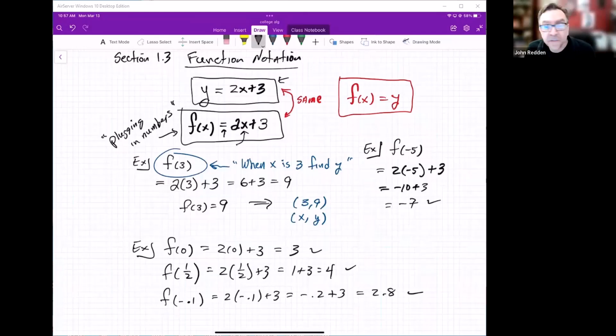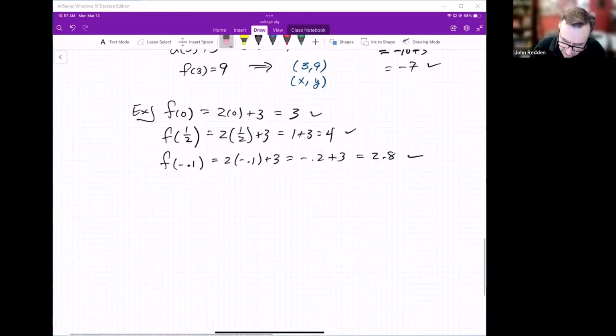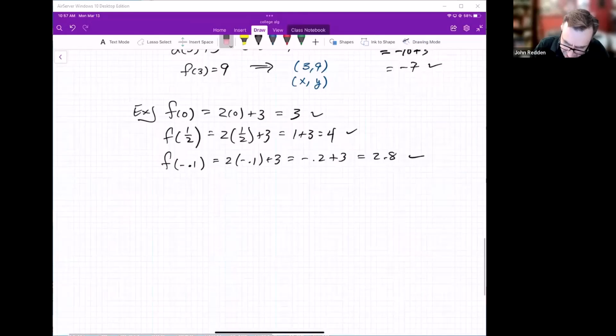Function notation facilitates plugging in points. That's why we have it. All right, we will be plugging in points a lot. Now, it does get a little confusing because the point that you plug in may not be a number. It might be a letter.